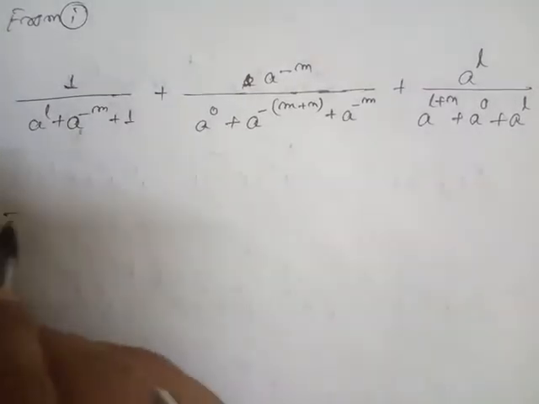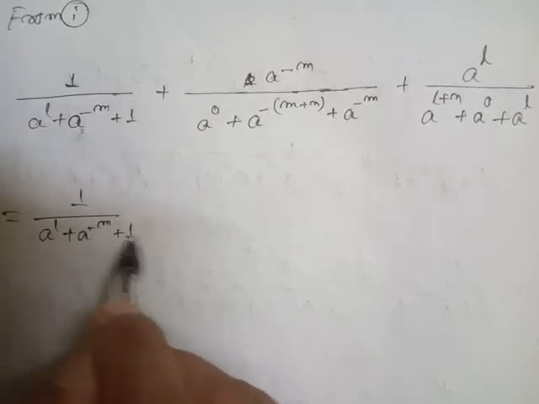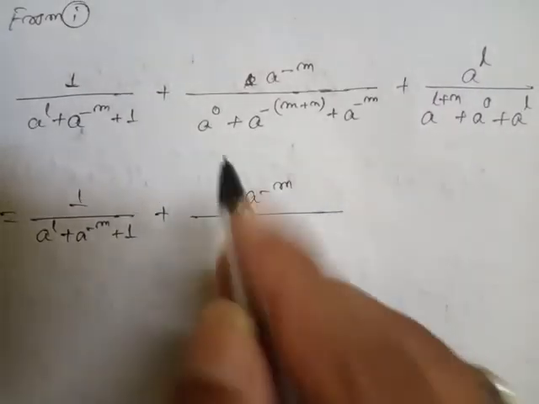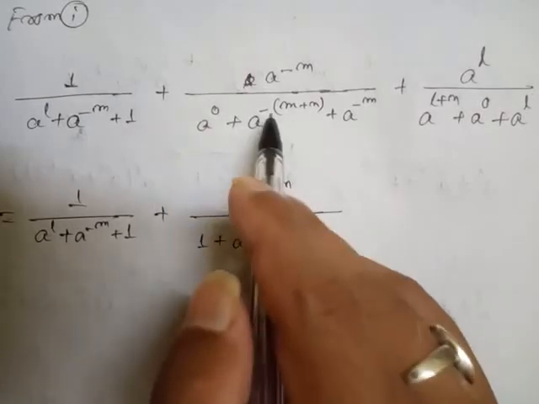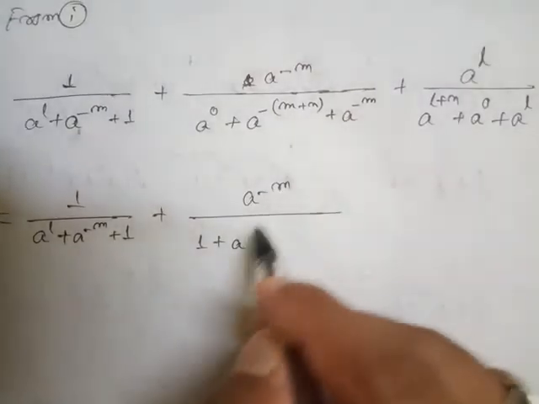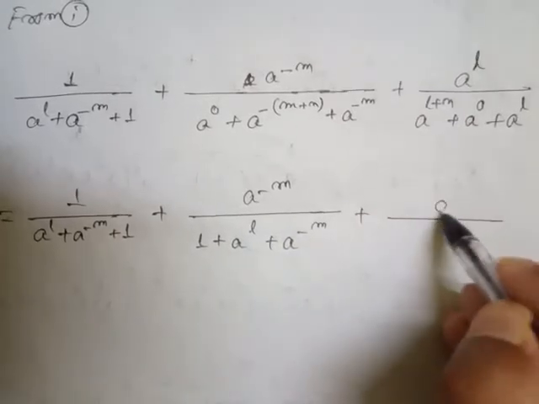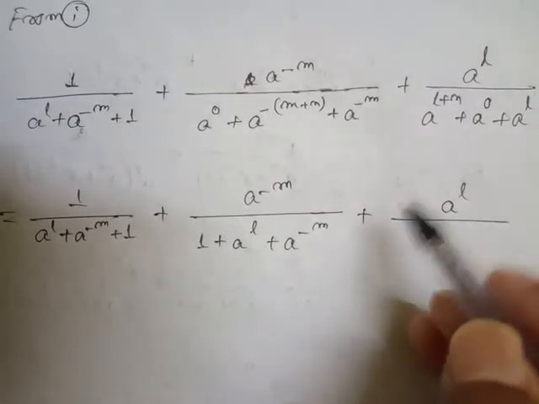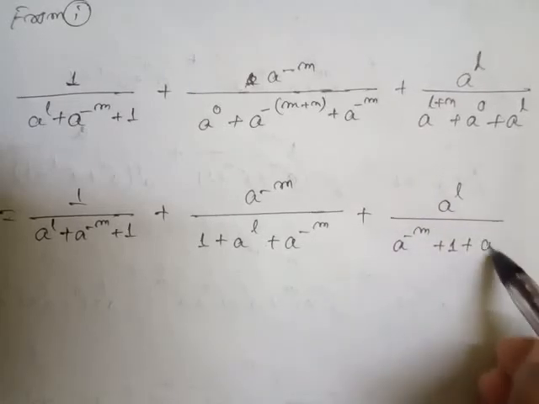Look here now, 1 by a to the power L plus a to the power minus m plus 1 will remain same. Now plus a to the power minus m, a to the power 0 means 1, and there a to the power minus m plus n, already I have shown you that this equals L, and there is a to the power minus m, and next one here a to the power L, so L plus n equals, already I have shown you, a to the power minus m, and a to the power 0 means 1, and then a to the power L.